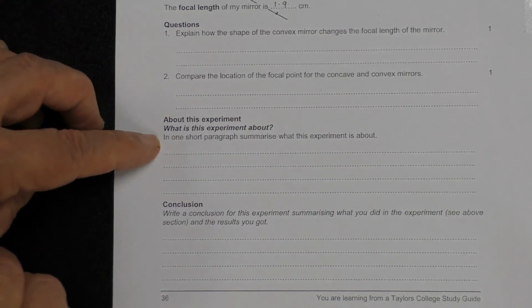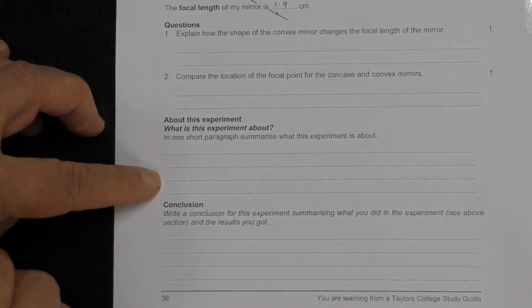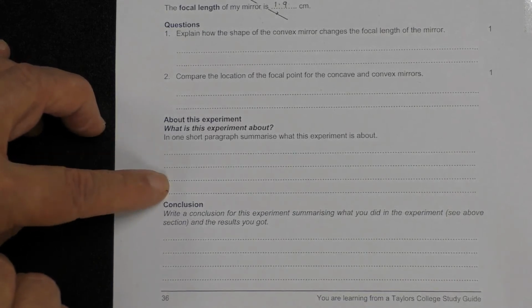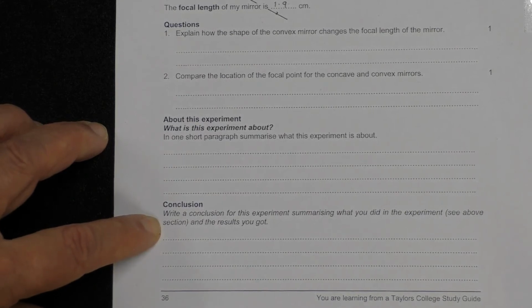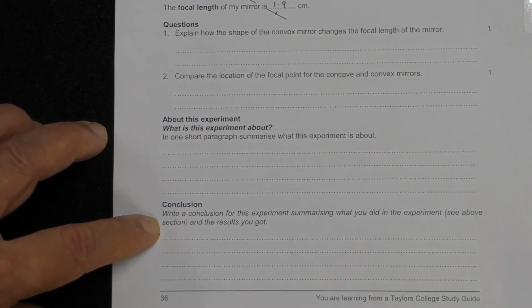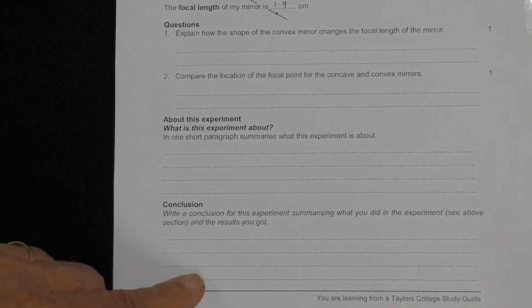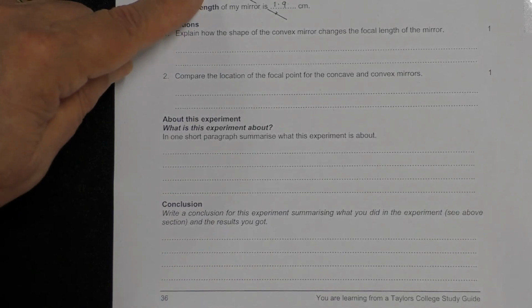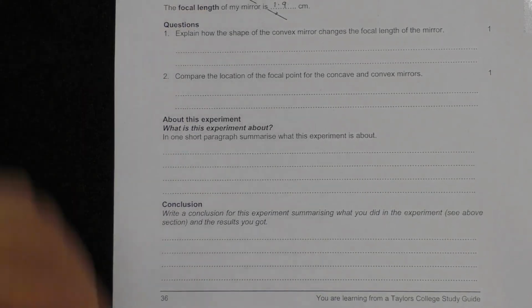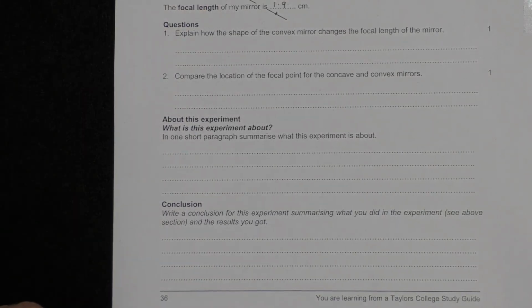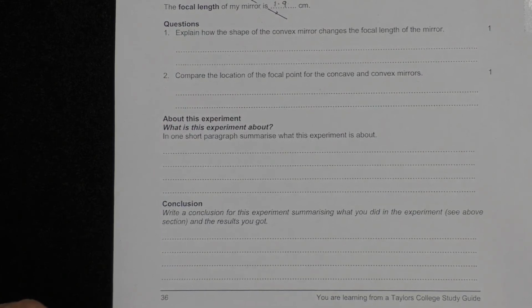This next part, what is this experiment about? Well, hopefully you can put that into your own words and write a summary there. Again, for the conclusion, write a conclusion for this experiment summarising what you did. So do that very, very briefly, and the results that you got. So you should be able to say something here about a virtual image and the focal length and the shape of these lenses and the shape of these mirrors, how they affect the focal length.